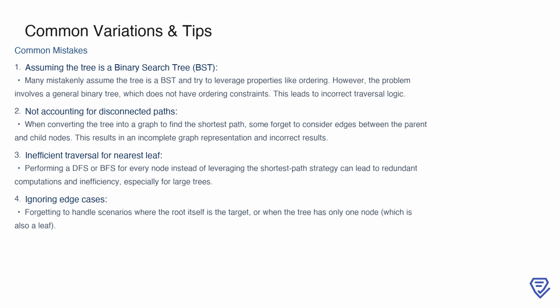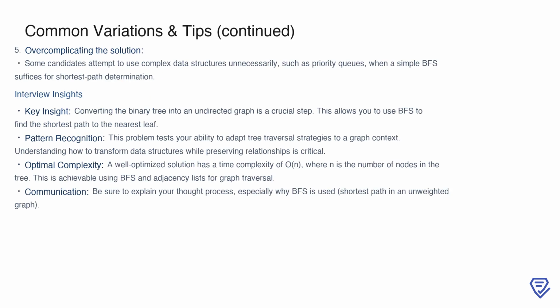Inefficiency is another concern. Some solutions involve performing a depth-first or breadth-first search from every node, which can lead to redundant computations, especially for larger trees. Instead, you want to use a strategy that minimizes repeated work. Finally, don't overlook edge cases. For example, if the root itself is the target, or if the tree has just one node, you need to handle these situations carefully to avoid errors in your solution. Another common issue is overcomplicating the solution. Some candidates introduce unnecessary complexity, like using priority queues, when a simple breadth-first search is sufficient for finding the shortest path.